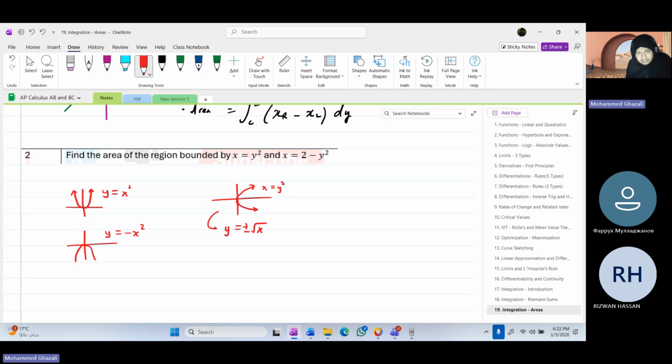So you can think of this as the same thing. And the last graph is a sideways function like this. What is this? x equals negative y squared. Good. So these are your four parabolas.